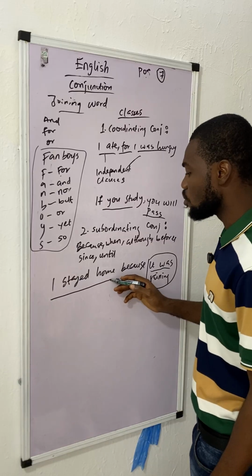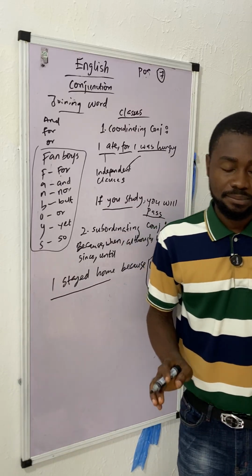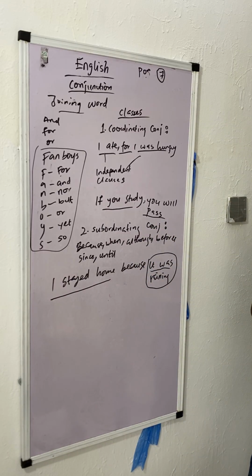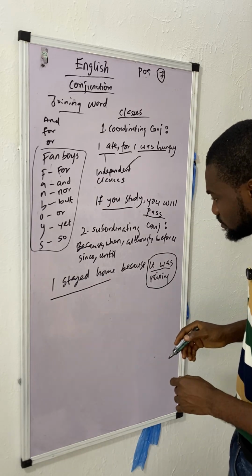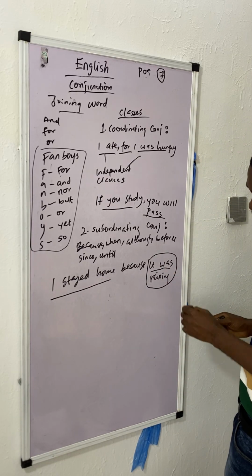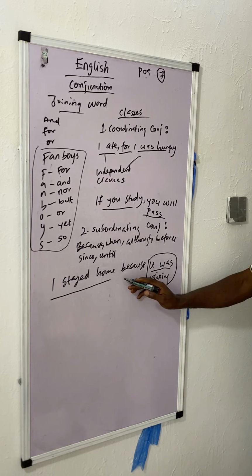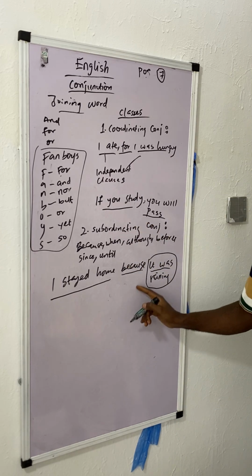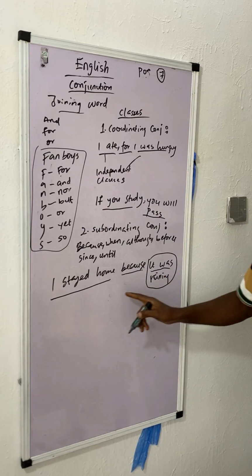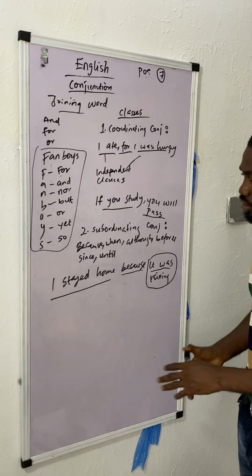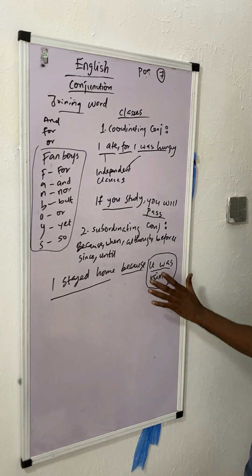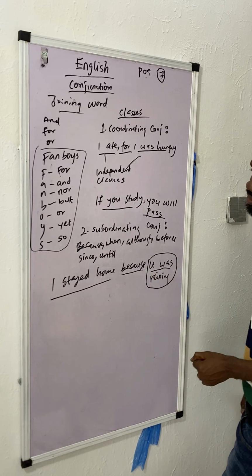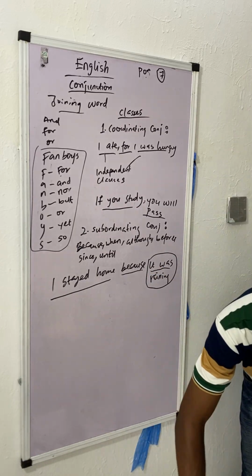So this one, I stayed home, is what? I stayed home. It was raining. Because it was raining. So you can see our subordinating conjunction here, because, joining the two unequal parts. I stayed home, and also it was raining. I stayed home because it was raining.